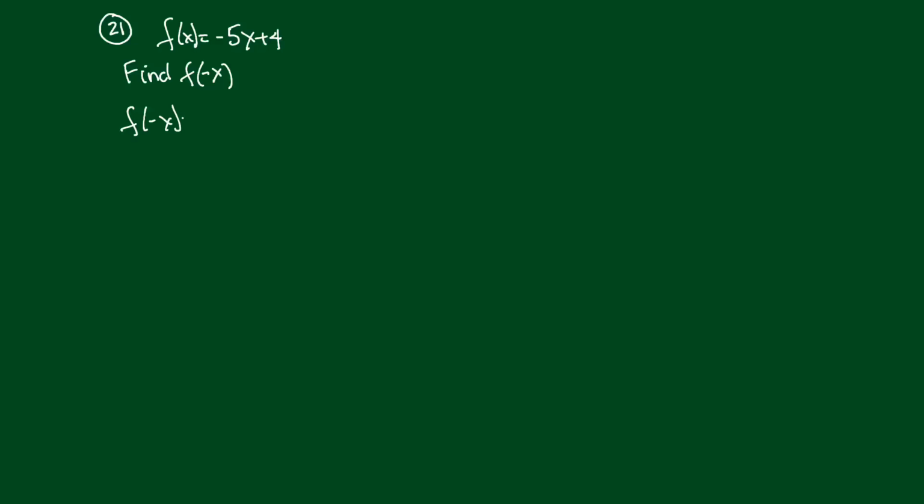f of negative x will be -5 times, now take that x and replace it with that negative x, plus 4. So this will give us positive 5x plus 4. All right, so we're going to conclude then that f of negative x is 5x plus 4.